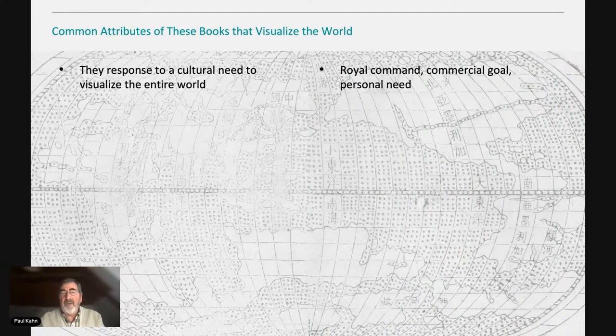These have a set of common attributes. They generally respond to a very strong cultural need to visualize the entire world, either some royal command or a big commercial goal or some personal need. They generally rely on multiple information design strategies. You can't do this with a single strategy. They employ the finest production methods for combining images and text. And that means that the reproduction technology of the time is what you're seeing.